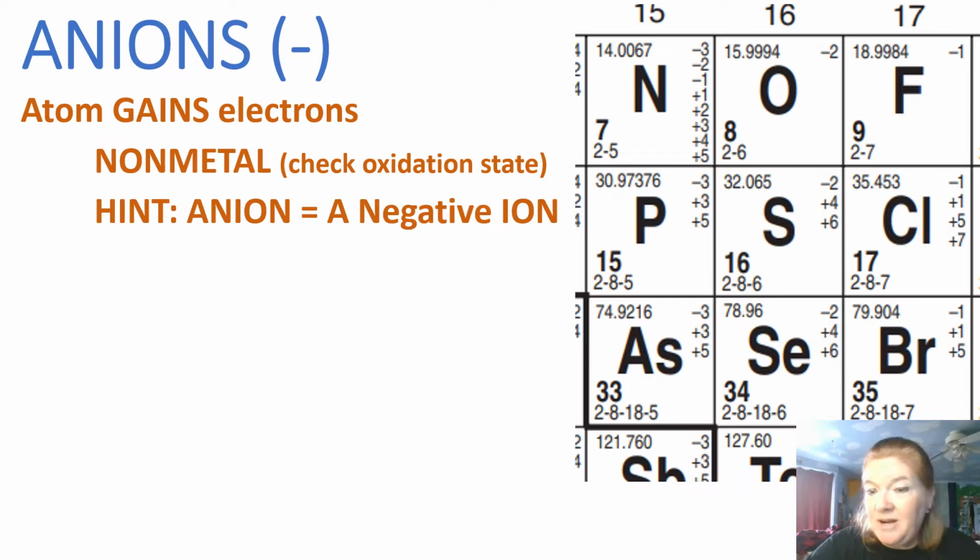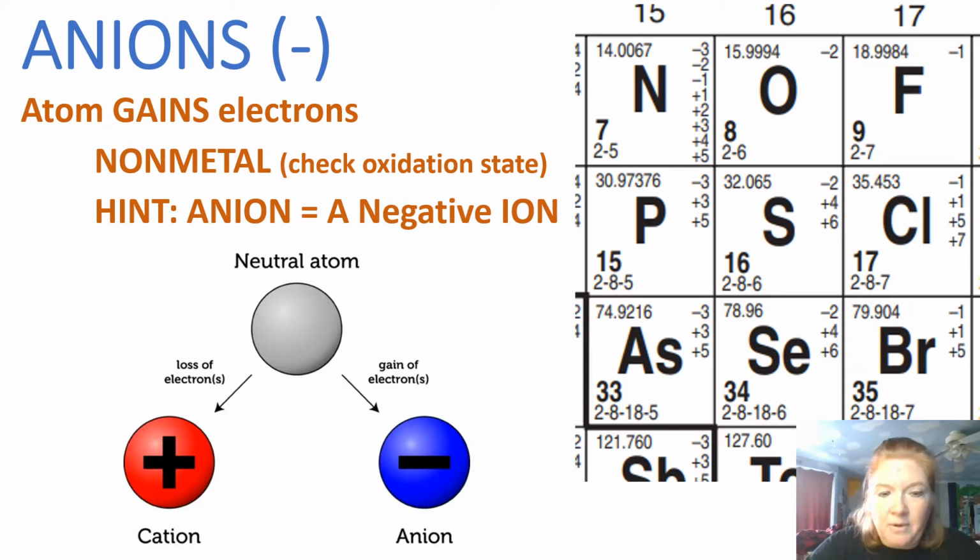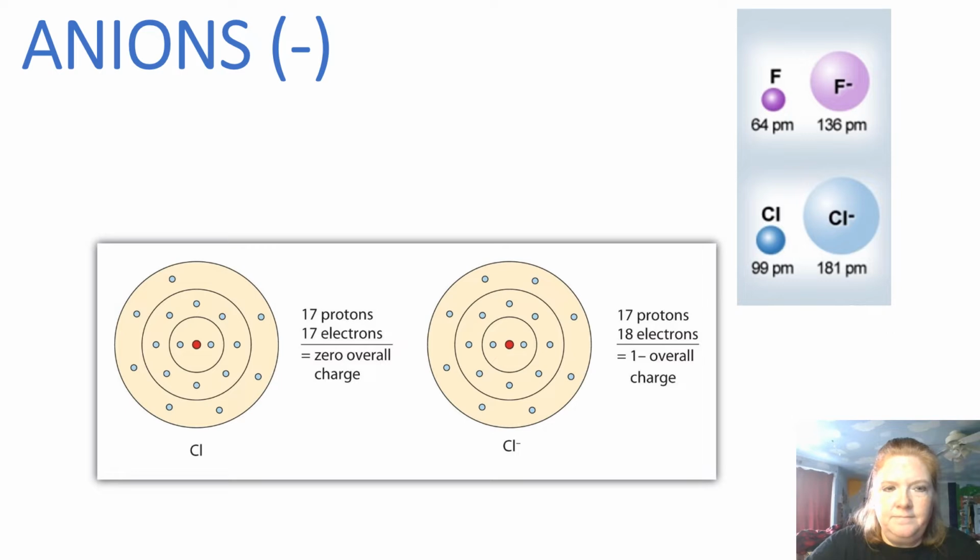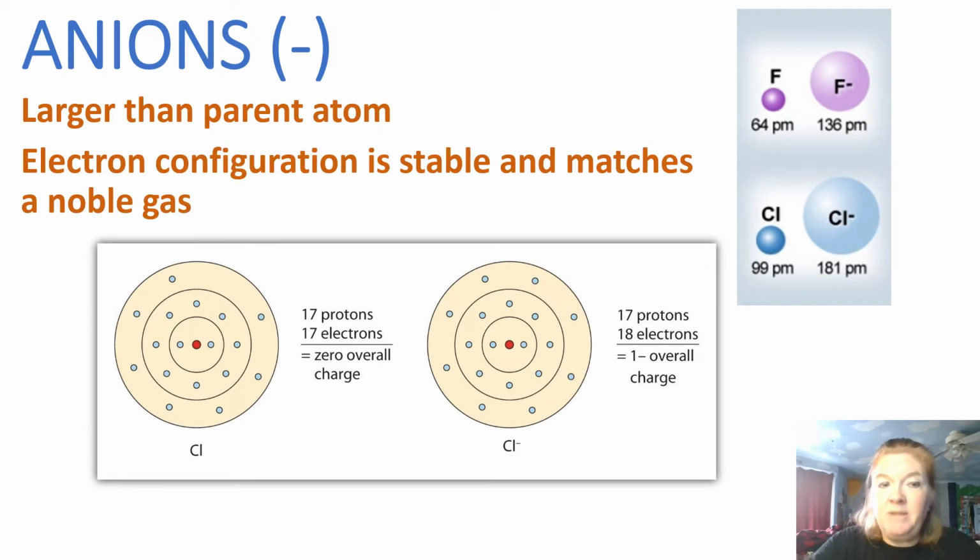Here's our hint. Remember, cations were positive. Well, an anion is a negative ion. So remember, we start with an atom, and if we lose electrons, we form a cation with a positive charge. And if we gain electrons, we form an anion with a negative charge. So anions, because they gain electrons, end up larger than their parent atom.